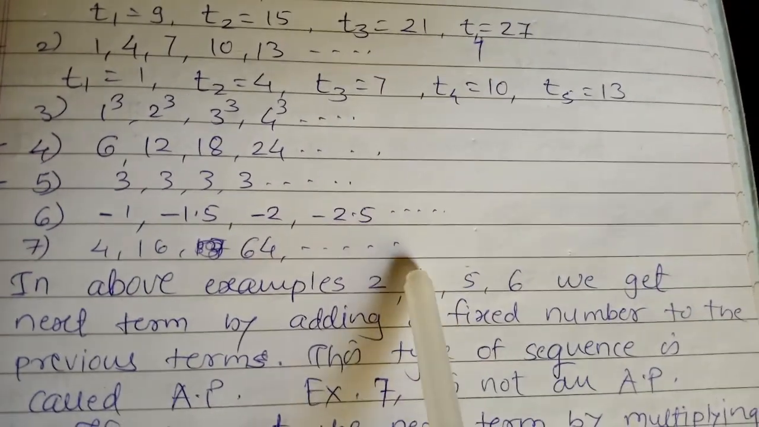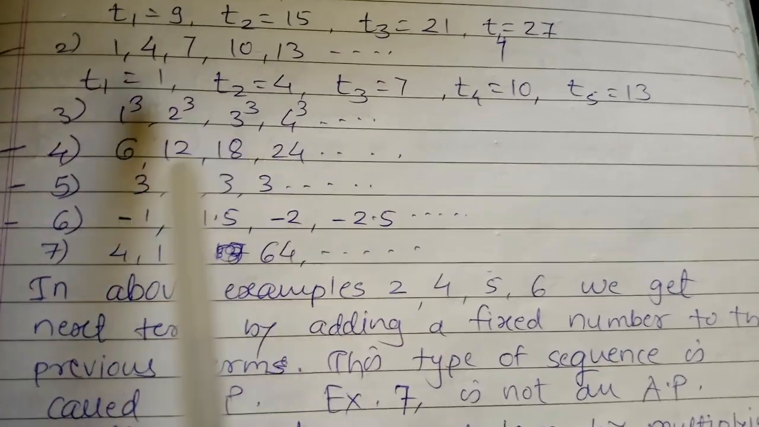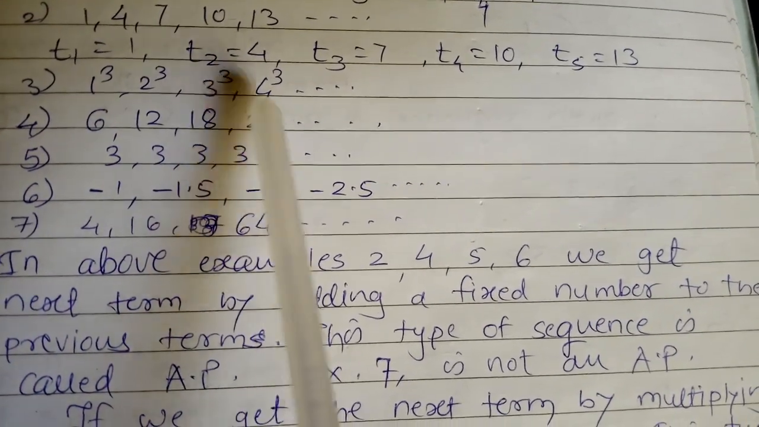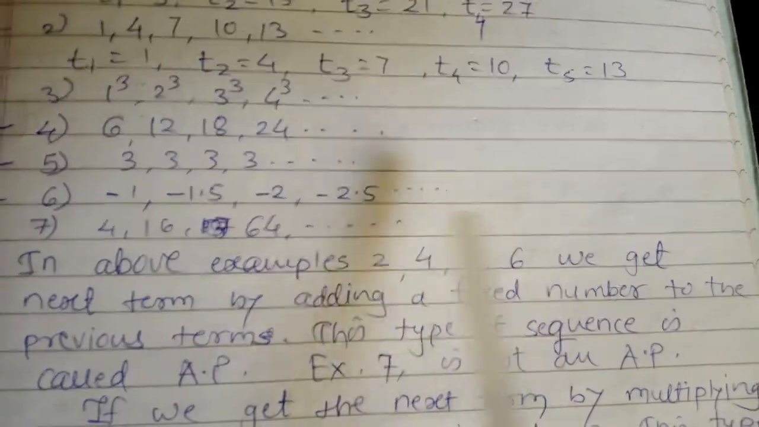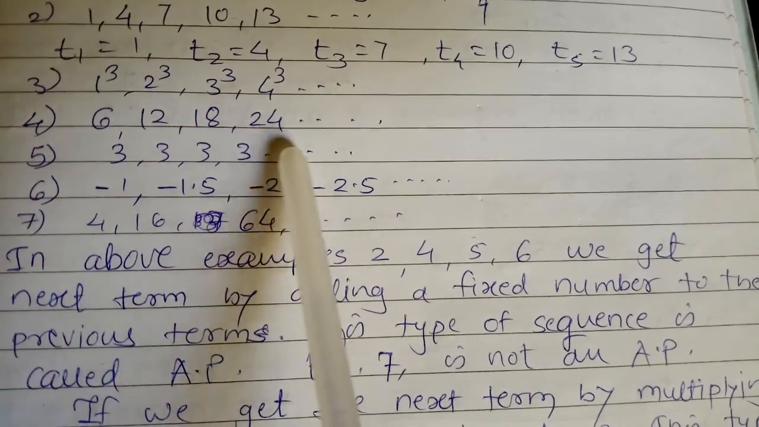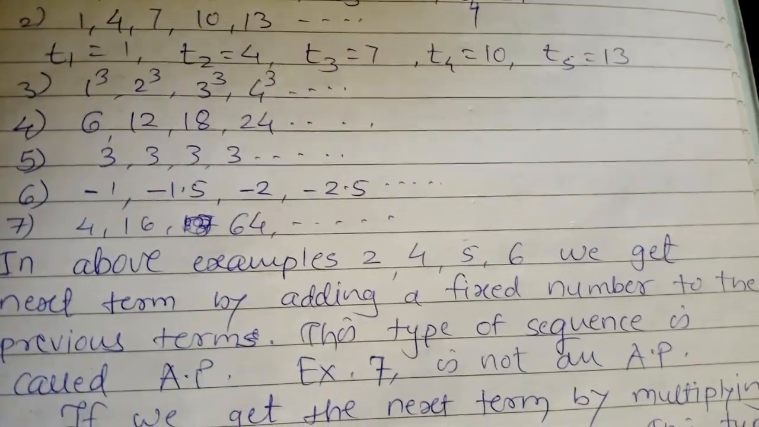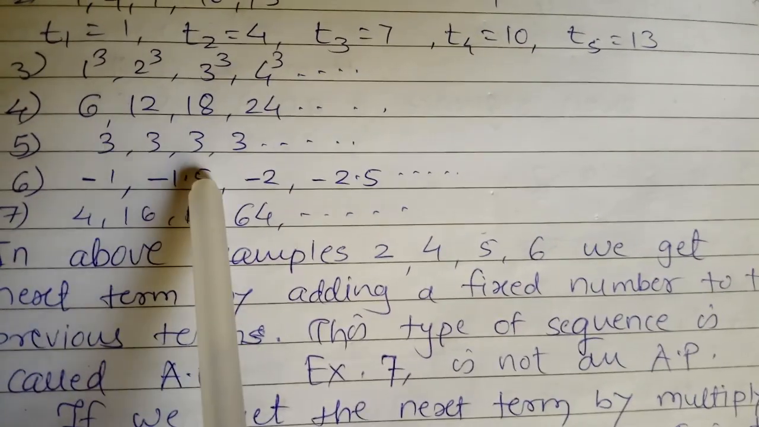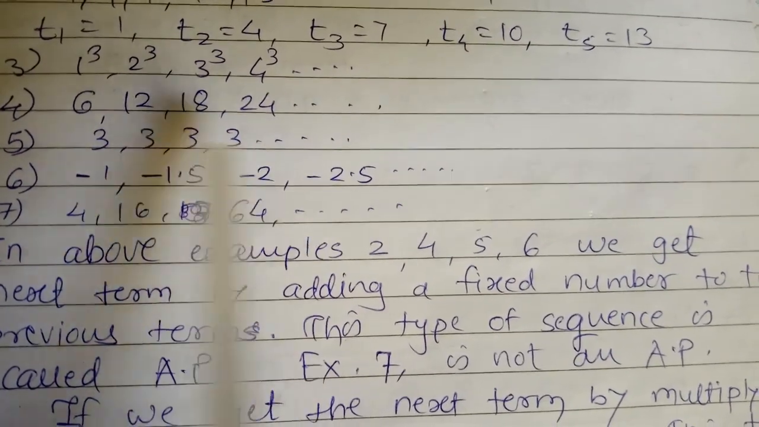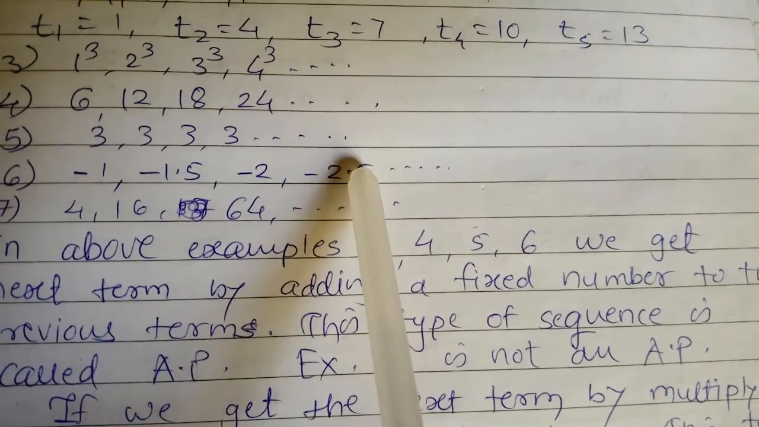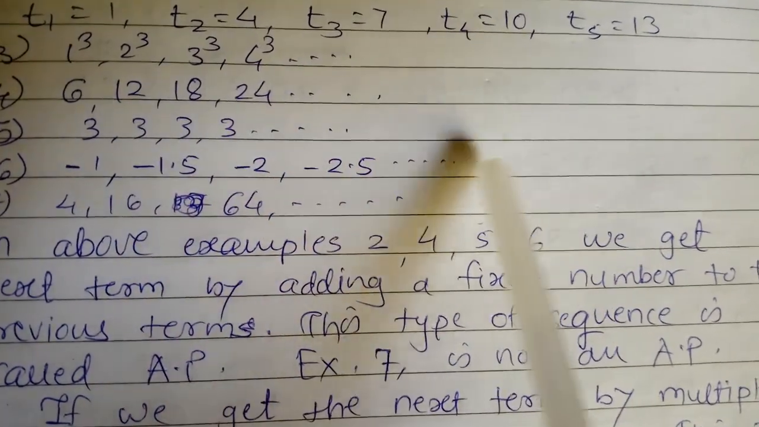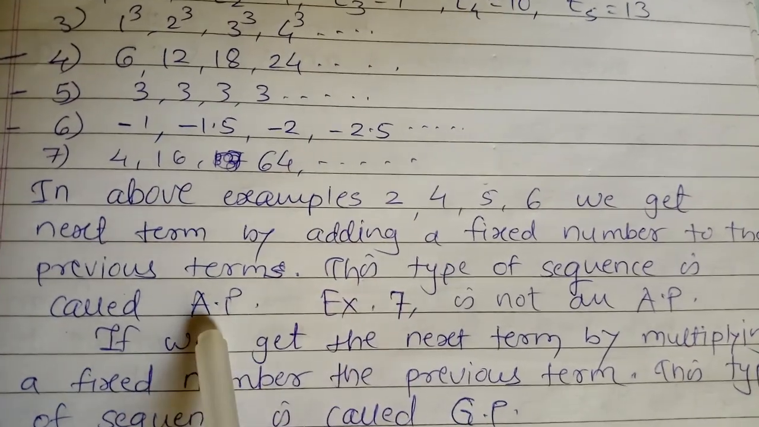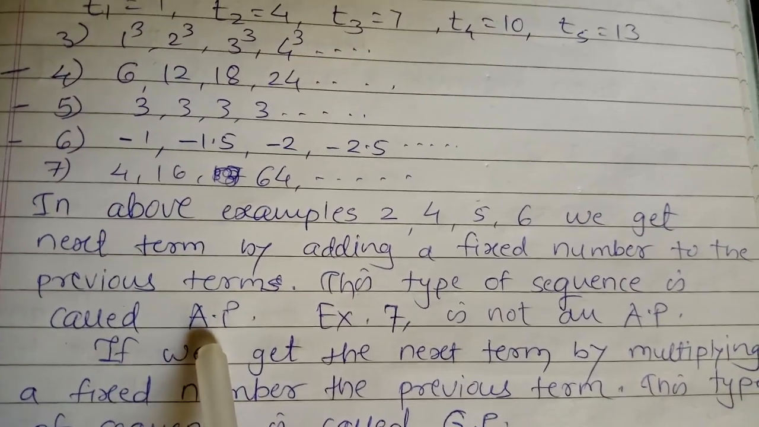Example number 4 is also the same, that is 6, 6 2s are 12, 6 3s are 18, 6 4s are 24. Similarly the fifth one, there is a common difference 1, 1, 1, 1, and in the sixth example also, see here minus 1, here is minus 1.5. See the common difference is the same, and from this we can easily get the next term. So this type of sequence is called an AP, that is arithmetic progression.